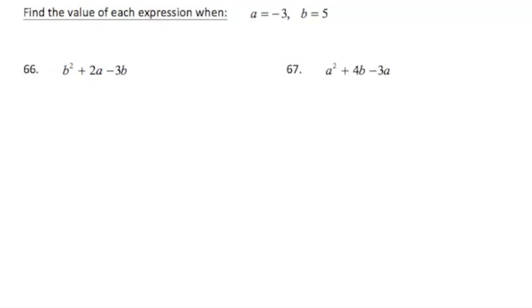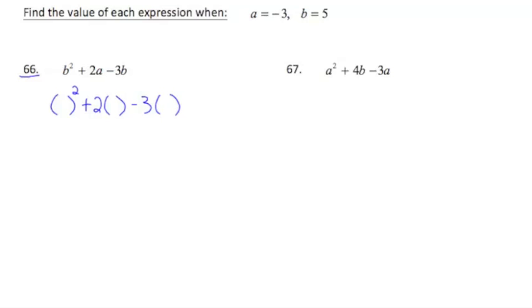All right, next questions we'll take a look at are 66 and 67. And here we're asked to find the value of each expression when a equals negative 3 and b equals positive 5. So I'll do 66 here to start. And so one thing that we want to do before we substitute these values in is put an open set of parentheses wherever there was a variable. So with this b squared now, I want to write that as an open set of parentheses to the second power plus 2, and now where there's an a, I want to put an open set of parentheses. Then minus 3, where there was a b, I want to put an open set of parentheses.